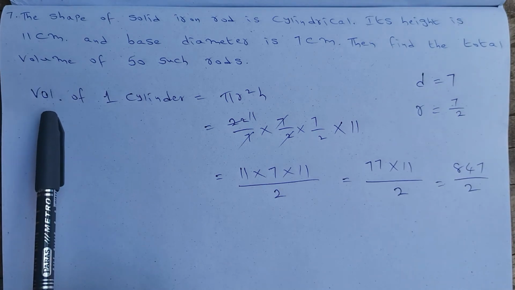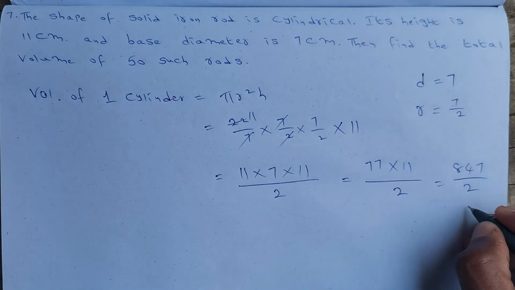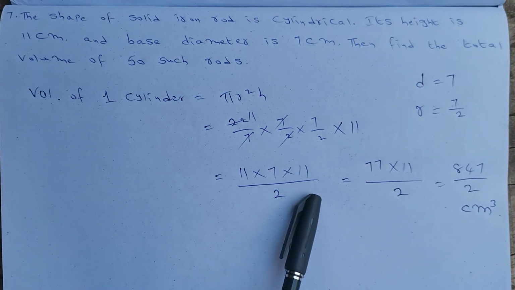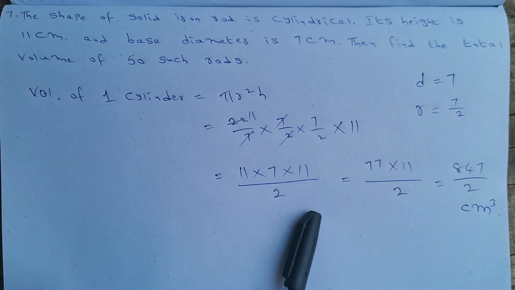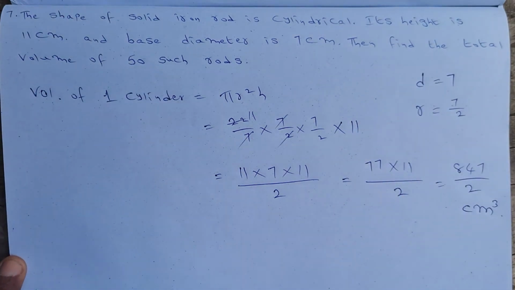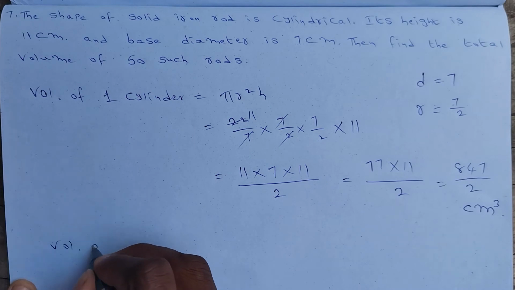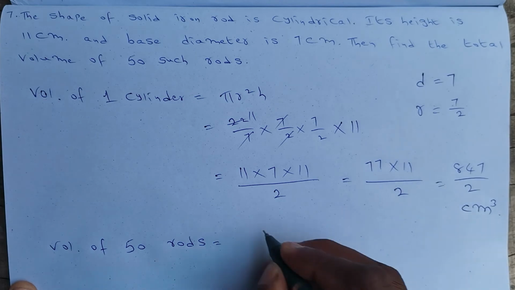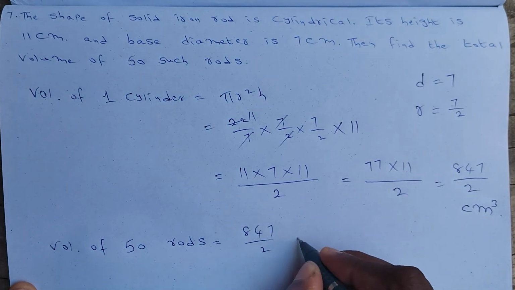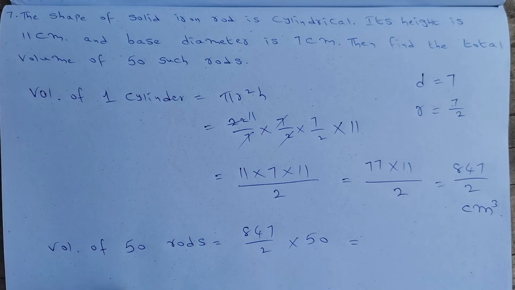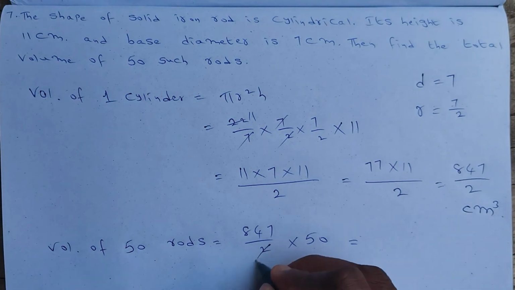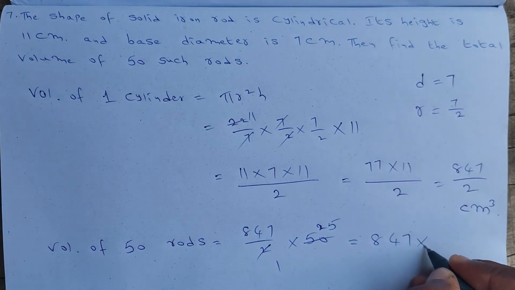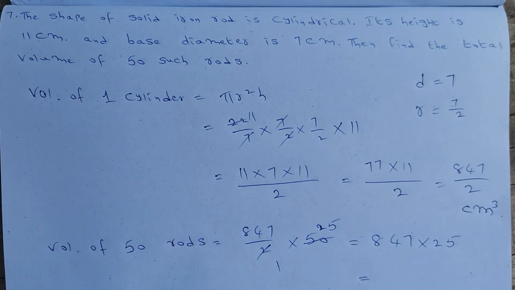And we are finding volume. Every measurement is in centimeter, so this will be centimeter cube. This is the volume of one rod. So he is asking to find the total volume of 50 rods. Volume of 50 rods is equal to, one rod is 847 by 2 and we want 50, so 847 by 2 into 50. 2 ones are 2, 25s are 25. So we will get 847 into 25.